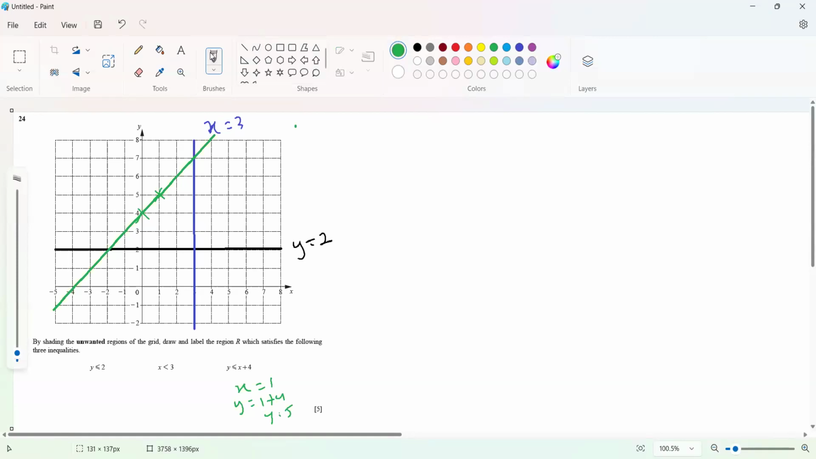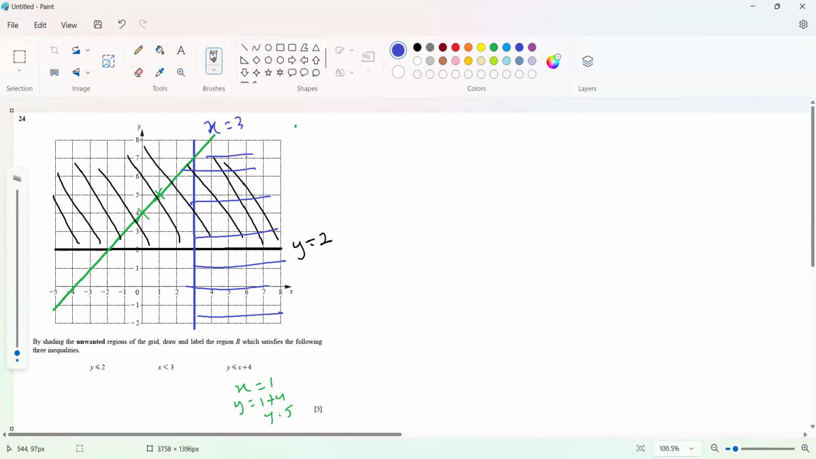Now from here, I'm going to shade the unwanted region. Starting from the left, y equals 2, they want less than or equal to 2, so I'm going to shade above because this is the part I don't want. So x less than 3 is shading to the left. I don't want the region to the right, so I'm going to shade the right. And then lastly, y less than or equal to x plus 4. I want the region that's below the line. I don't want the one above, so I shade the rest above here. So the only region I have left is this blank region here, which is R. This is my R, and that is 24 solved.